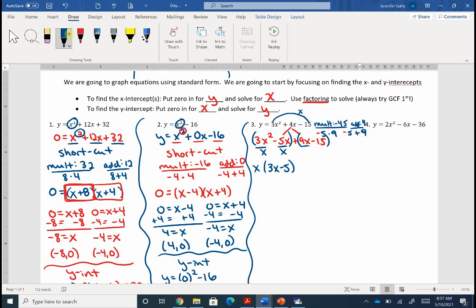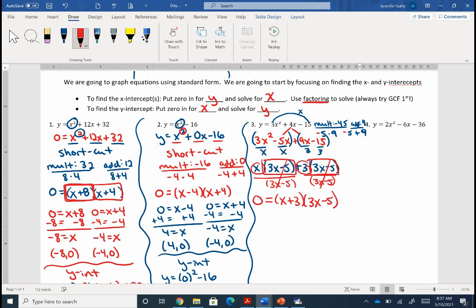Second set of parentheses, I can divide both by 3. And we get 3x minus 5. Our two sets of parentheses match, that's what we're going for. So that becomes my GCF. After I divide, I have left an x and a plus 3. And I divide it by 3x minus 5. And then we set that equal to 0 and go ahead and split it apart.